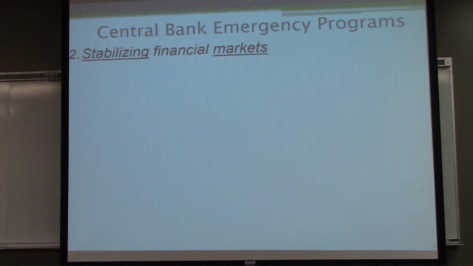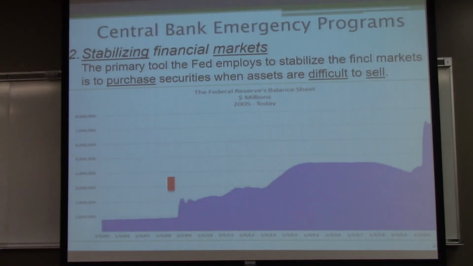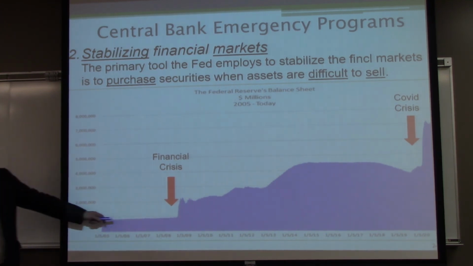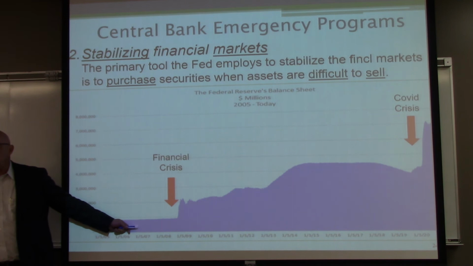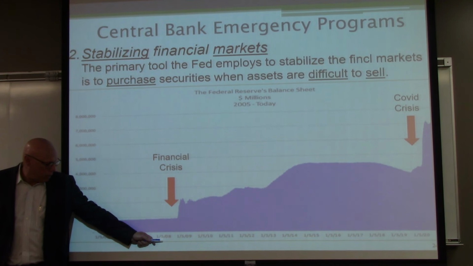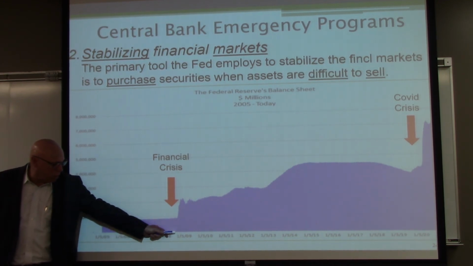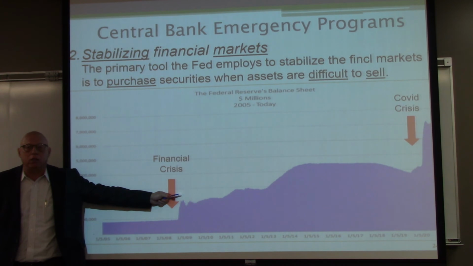All right, stabilizing the financial markets, just like what happened in 2008. The primary tool the Fed employs to stabilize the financial markets is to purchase securities that are difficult to sell. This is the balance sheet of the Federal Reserve. Okay, this is what they own. These are the securities that they own. And what you can see is it was just under $1 trillion here. Okay, then in late 2008, swing, up it goes. Why? They needed to provide liquidity to the banks, so they started buying these assets from the banks.